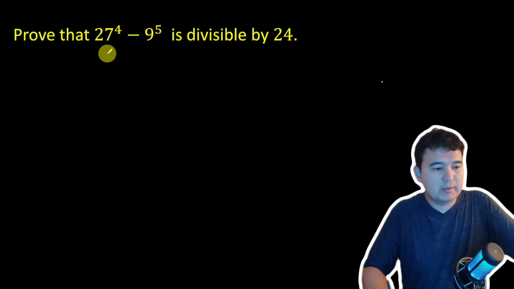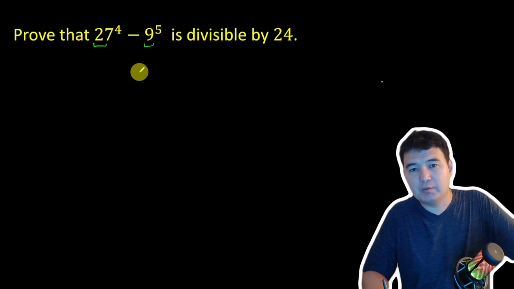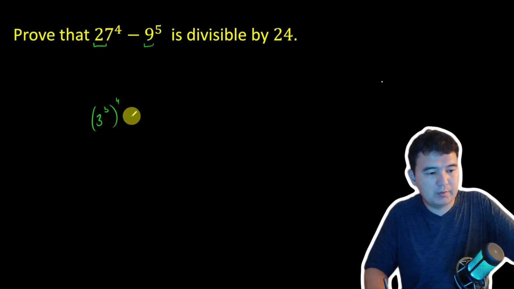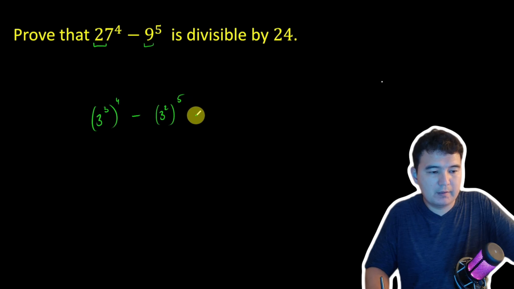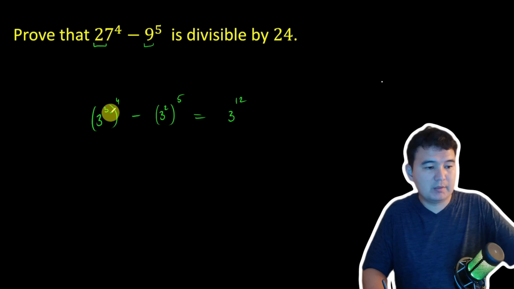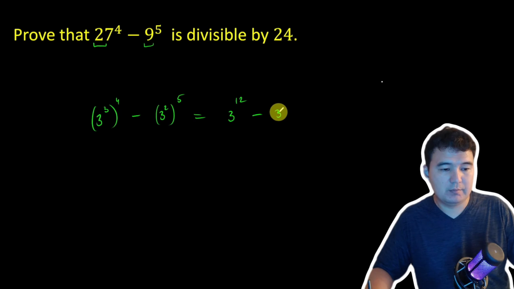So what I'm going to do is, first I'm going to note that 27 and 9 are both powers of 3. So I can rewrite the expression as 3 cubed to the power 4, because 27 is 3 cubed, minus 9 is 3 squared, 3 squared to the power 5. And then open the parentheses, so that's 3 to the power 12. When you open the parentheses, you have to multiply 3 by 4, minus here 2 by 5, so 3 to the power 10.